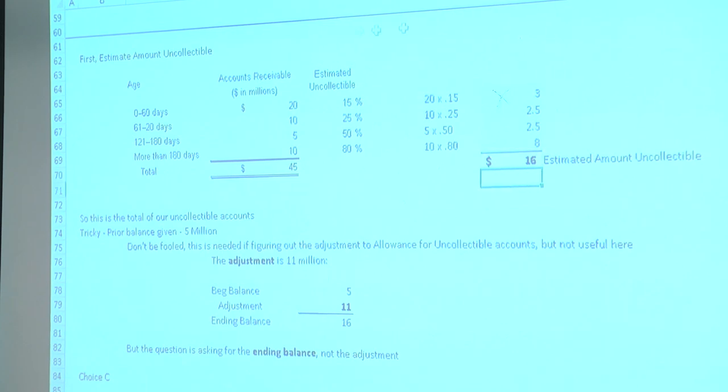That totals to 16 million. So we see that we have 45 million in accounts receivable, but we don't expect to collect about 16 million of that. So that's what we estimate for our amount uncollectible.